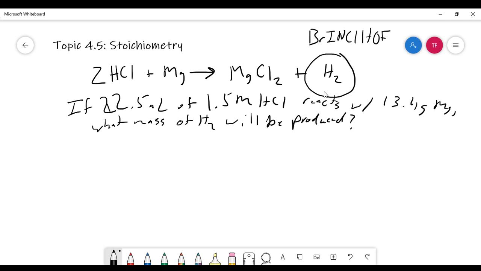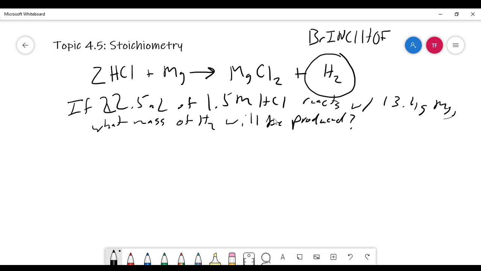Now, the amount of H2 that can be produced is going to depend on what we run out of first. Are we going to run out of HCl first, or are we going to run out of magnesium first? So to solve this problem, we're going to have to do it 2 times. We're going to have to solve for how much hydrogen the HCl could produce, and then we're also going to have to solve for how much H2 could be produced from the magnesium. So 2 different problems here.